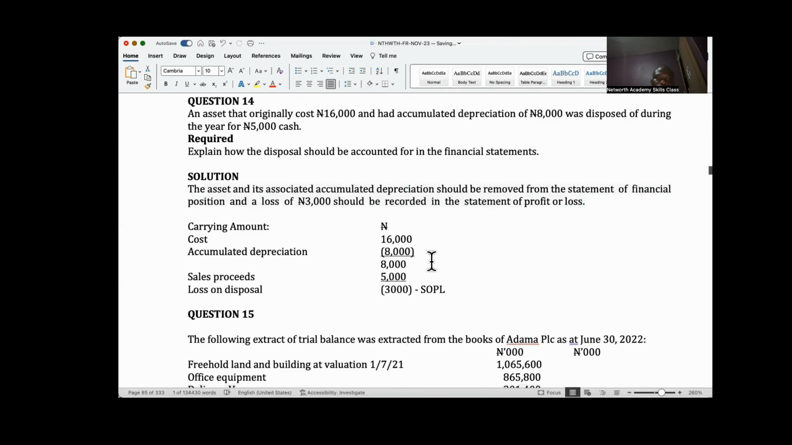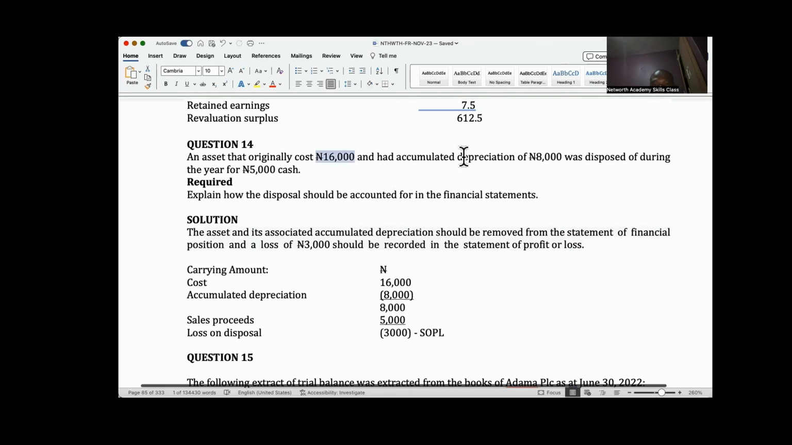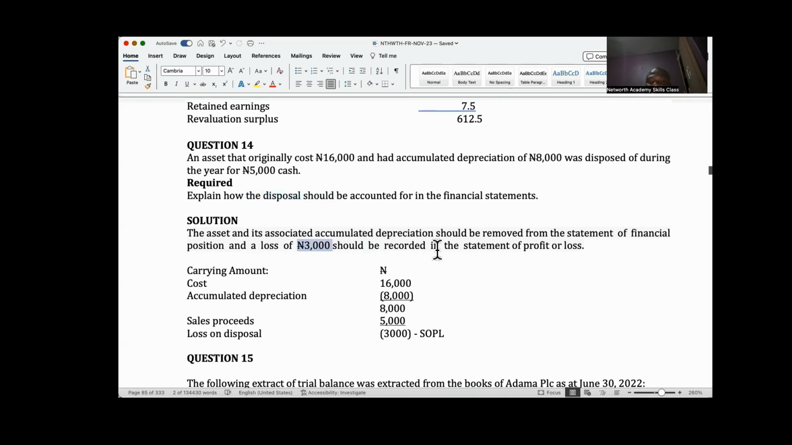Question 14. This states that an asset originally cost 16,000 and had an accumulated depreciation of 8,000, was disposed of during the year for 5,000. Explain how depreciation should be accounted for. Okay. No, not depreciation, disposal. Okay, this is a question on disposal. So first, the asset and its associated accumulated depreciation should be removed from the statement of financial position. And a loss of 3,000 should be recorded in the P&L.